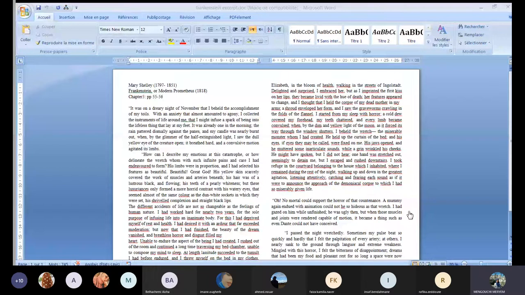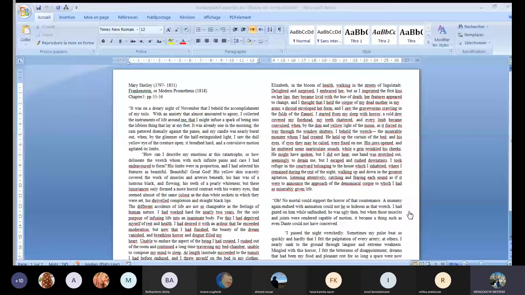Her mother is the first feminist in the European world. She was the first woman to speak about feminism. She is referred to as the mother of feminism. Her name is Mary Wollstonecraft. Actually, Mary Shelley herself has the name of both her mother and her father. Her real name is Mary Wollstonecraft Godwin. Okay, so Mary Wollstonecraft is her mother. She is the first woman to speak about feminism.